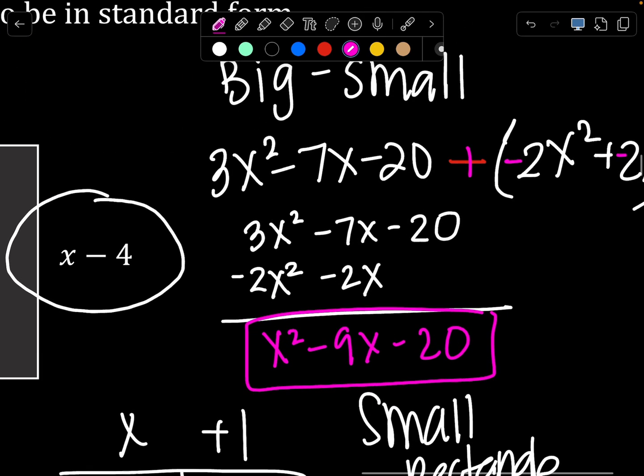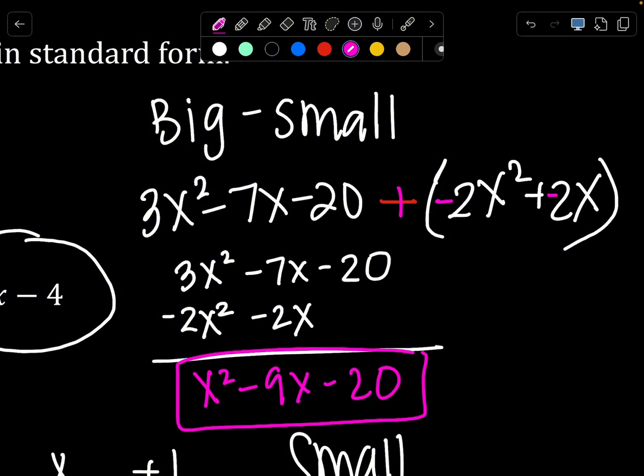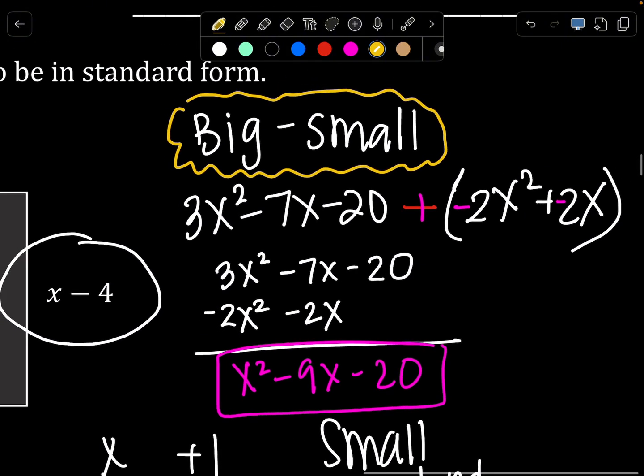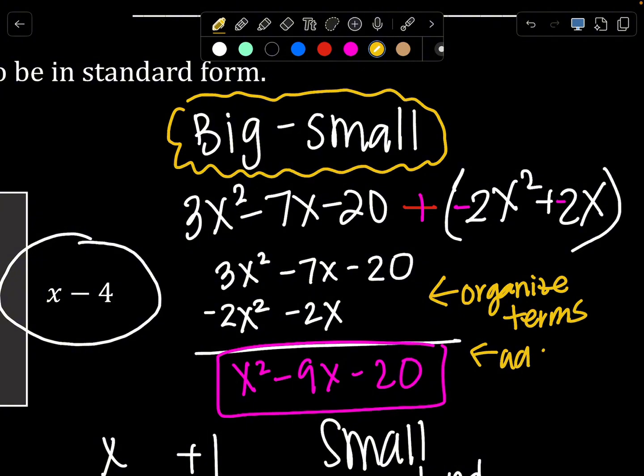Are there any questions? I think this is probably the part that the most people miss. It is big rectangle minus small rectangle, and make sure you do add by the opposite, right? Change that minus to a plus, and then every term flips signs. Okay, and then create a nice little organized set of terms. And then add or combine.